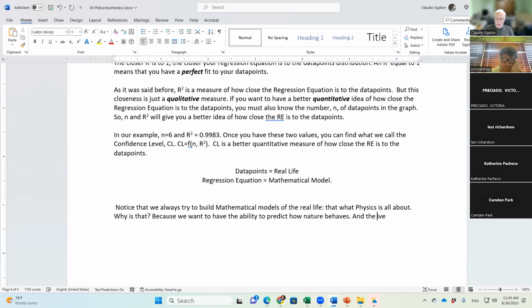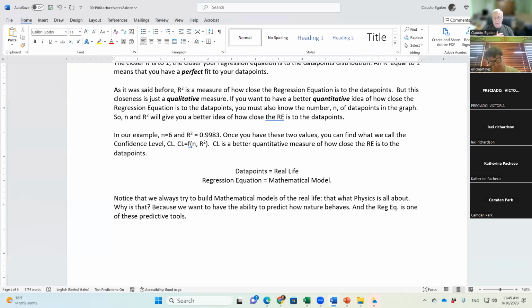And the regression equation is one of these predictive tools. Okay? So that's what science is all about. It's about predicting what's going to happen in the future or what's going to happen under certain conditions for a given system. And the regression equation is just one of those tools, in addition to the laws of physics.